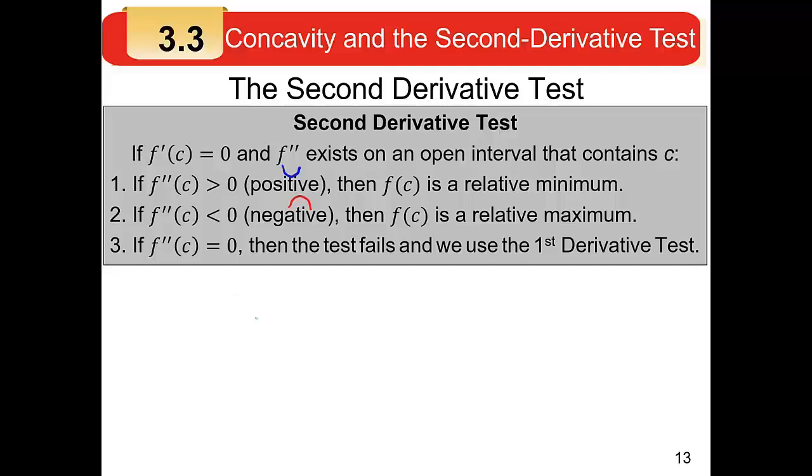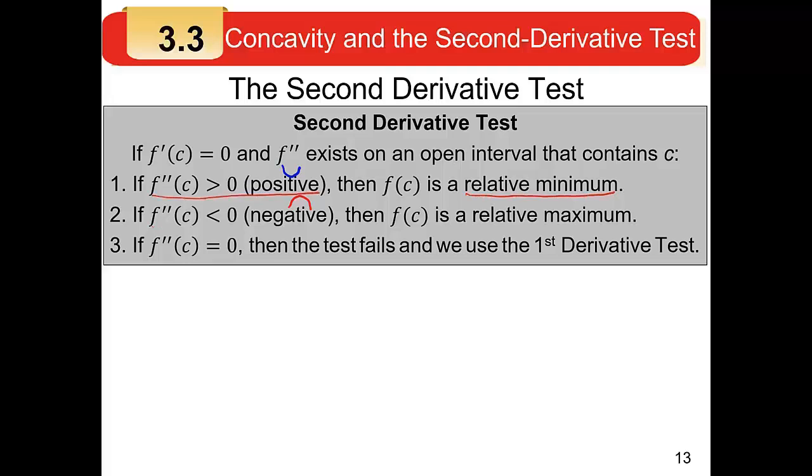Just to put it in focus, let's make it pretty clear by listing these steps. If you start off with a function and the first derivative is 0, in other words, you're going to get your critical values, and the second derivative exists on some open interval that contains that critical value. If the second derivative at that critical value is greater than 0, meaning it's positive, a positive second derivative means you have concave up, which means you have a relative minimum. So a positive second derivative tells you have a relative minimum.